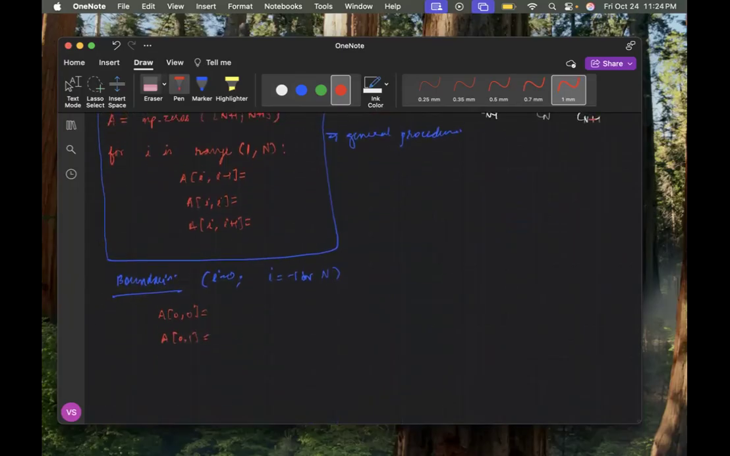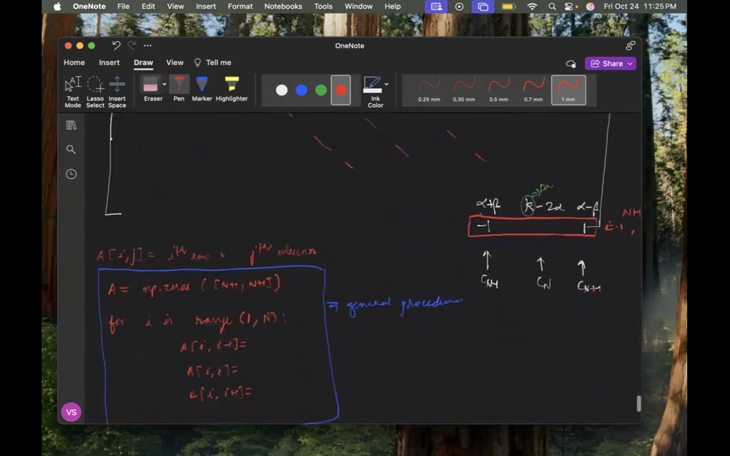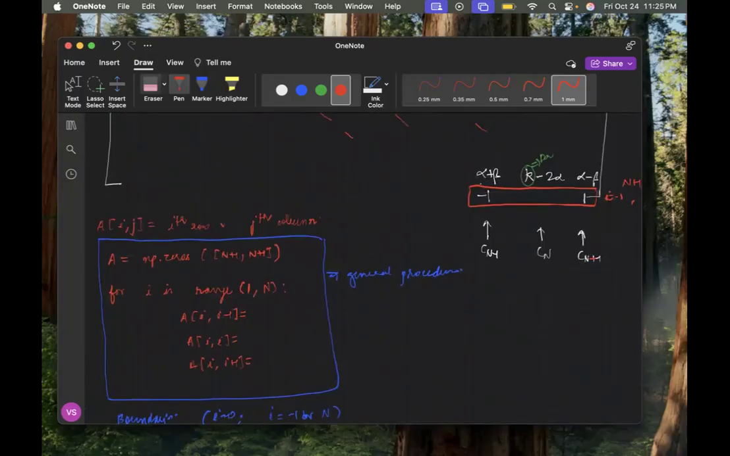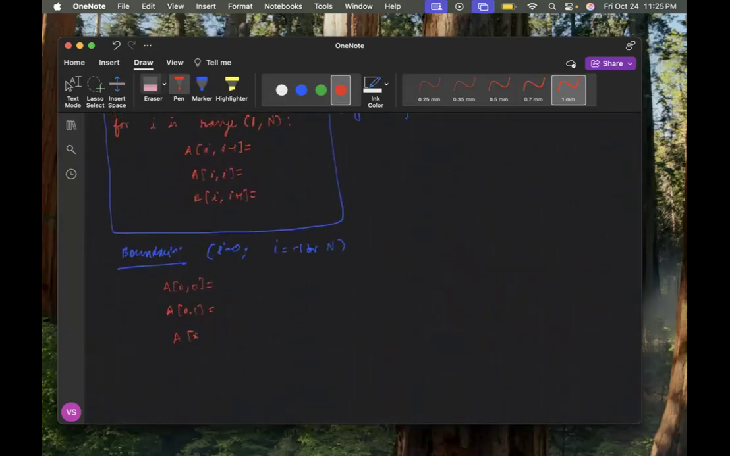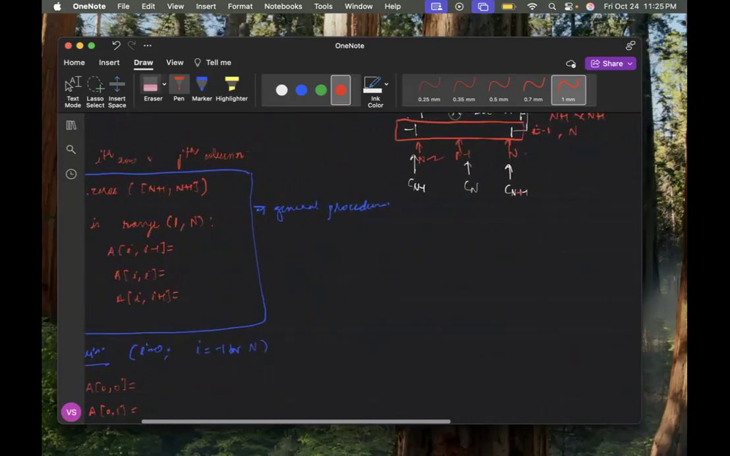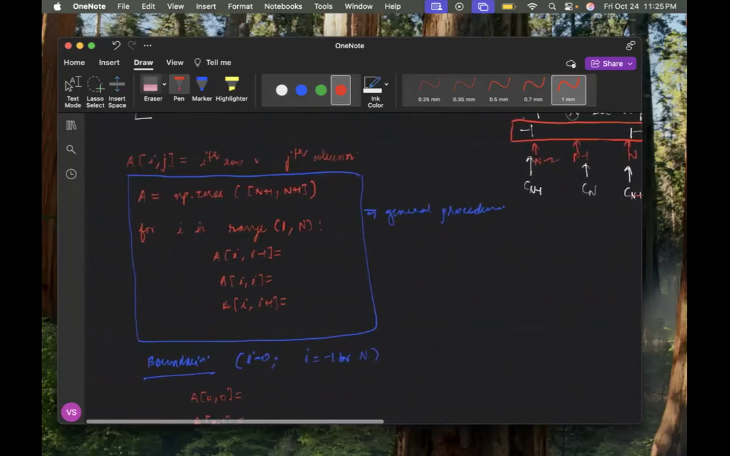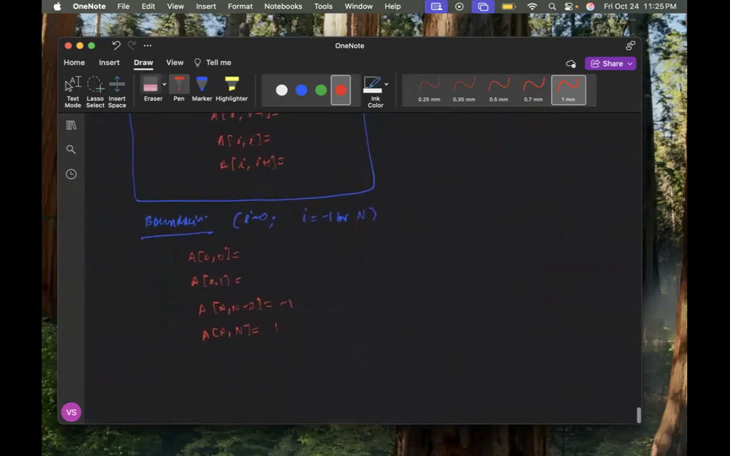And after that, once again, over here we have A[n, ...], this is n minus 2, this is n minus 1, and this is n. So we could say A[n, n minus 2] is equal to -1, and A[n, n] is equal to +1, right? So that is how you've treated the boundaries here.